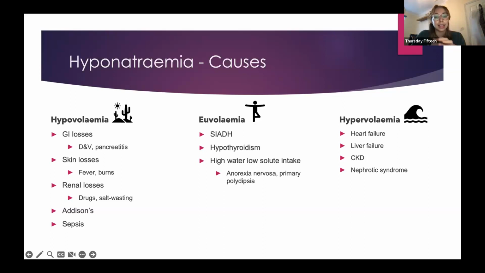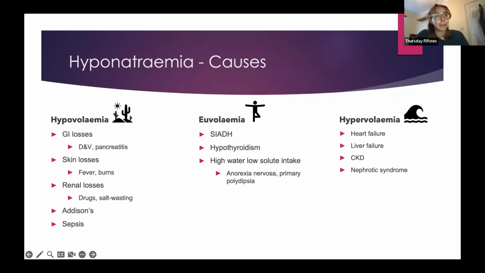So that's kind of how you would assess a patient, based on how their total body water is affecting their sodium level. So hypovolemia, causes of that are things like GI losses, like diarrhea and vomiting, and pancreatitis, skin losses, so fever and burns, drug losses, so some drugs, i.e. the diuretics, and salt wasting. Addison's causes hyponatremia, and sepsis does as well.